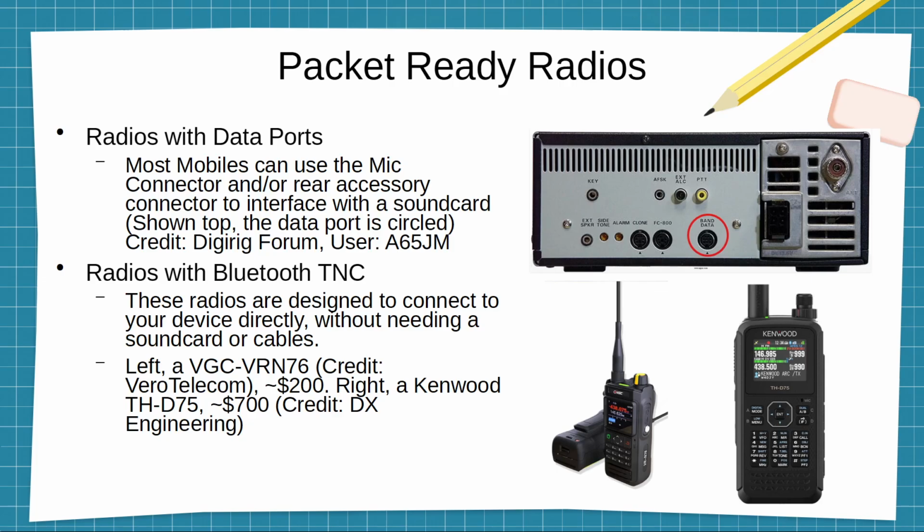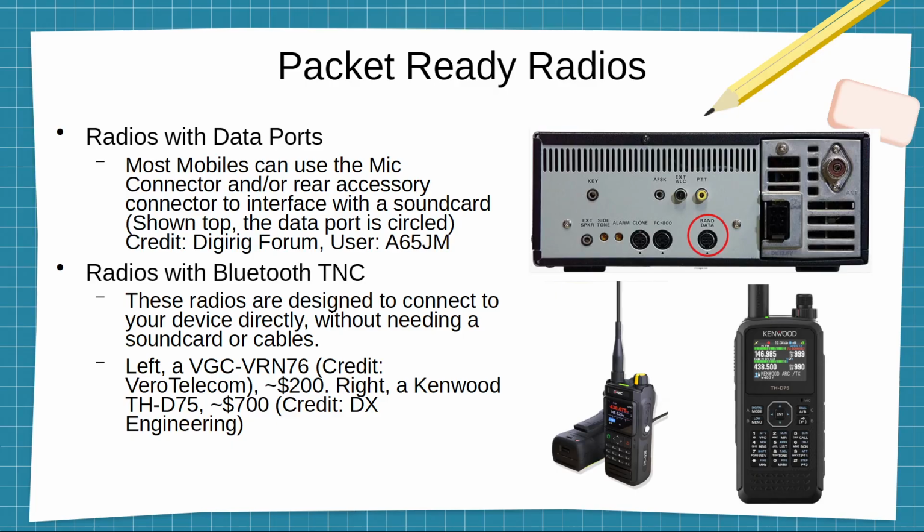On the right side, on the higher end of the scale, this is a Kenwood THD75. Fantastic radio, quite expensive, but very nice. And this does also have a Bluetooth TNC in it. One difference to note between these as well, the VGC on the left only supports 1200 baud packet. The radio on the right, the Kenwood, will do 1200 or 9600. And that is including the Bluetooth TNC and the built-in APRS. So 1200 is the most common you'll come across, but if you're in an area that has a lot of 9600 and that's what you want to get into, you might be shelling out a little more money for it, but it's worth it.